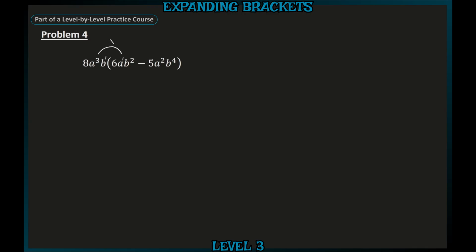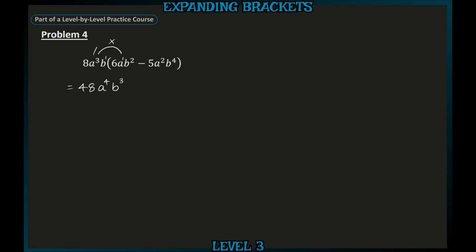So starting with 8a cubed b times 6ab squared, I'm going to start by multiplying the numbers together. So 8 times 6 gives us 48. Moving on to the a's, a to the power of 3 multiplied by a to the power of 1 is a to the power of 4 because we add the powers. And moving on to the b's, b to the power of 1 multiplied by b squared is b cubed because again we just add those powers together.